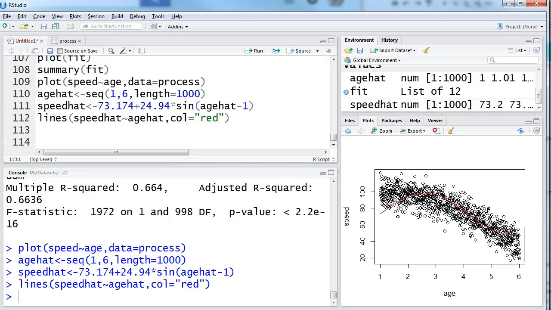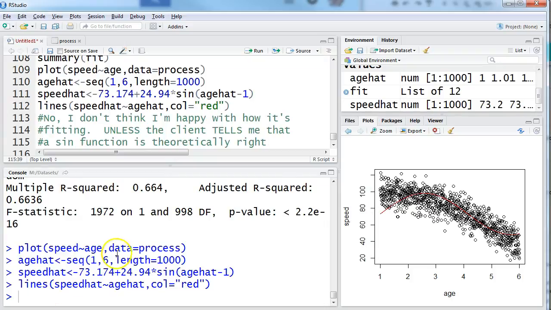No. So I'm going to say, no, I don't think a sine function is the right thing here. But that's unless the client comes and says it really should be a sine function. And maybe what I would do is show them this picture and say, are you sure about that sine function? Maybe it's a sine function plus an x squared or something. Let's talk about the theory behind this and we could go more into it.